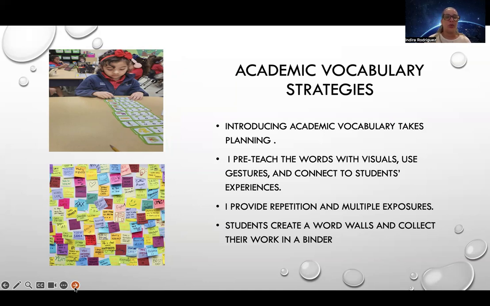I also try to find a story that is about flowers, and whenever they see the word flower, they need to circle it. So I also provide repetition, as I said, and multiple exposures, and my students create a word wall, and we collect some of their work in a binder.